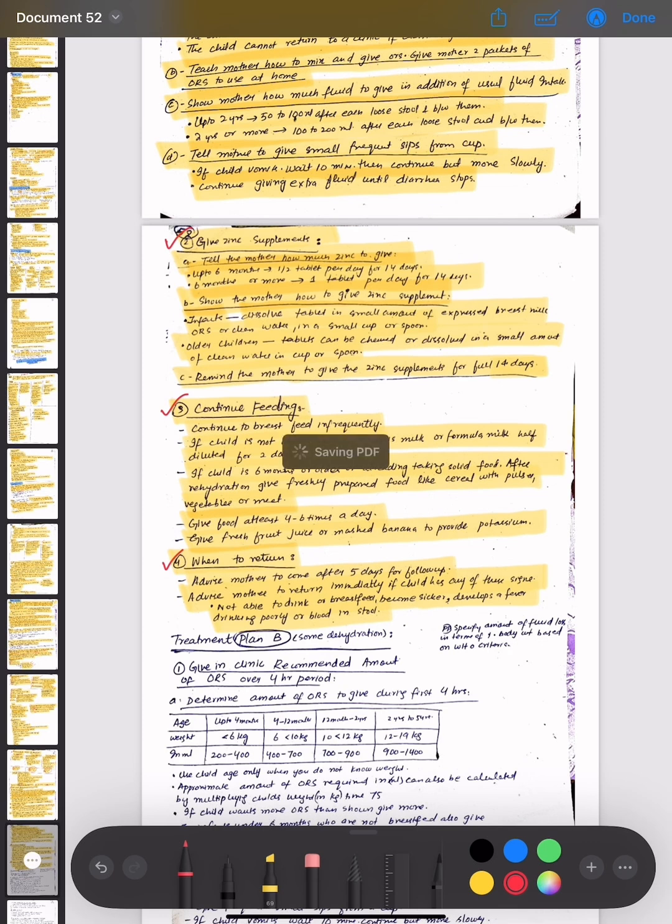to give, show the mother how to give zinc supplements, and remind the mother to give the zinc supplements for the full 14 days. Then we will continue the feeding, that is the third step, and then we will ask the mother when to return. So these are the 4 main basic steps of treatment plan A in case of no dehydration.